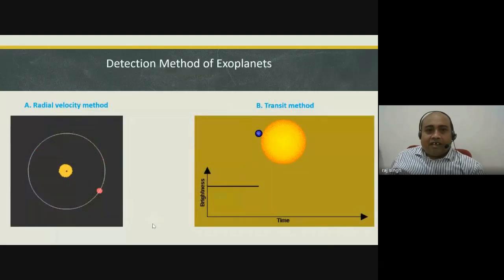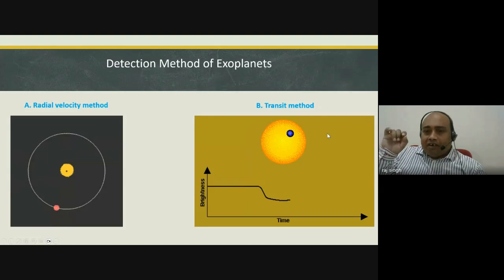We use two techniques, that is called the radial velocity method and transit method. In what happens, you can't see the planet of other stars because stars are very bright and planets are very very dim and small. So what we can see, if any star is wobbling like this one, so we can calculate the radial velocity of this one, and from this radial velocity will be the velocity of this planet. And another method is the transit method.